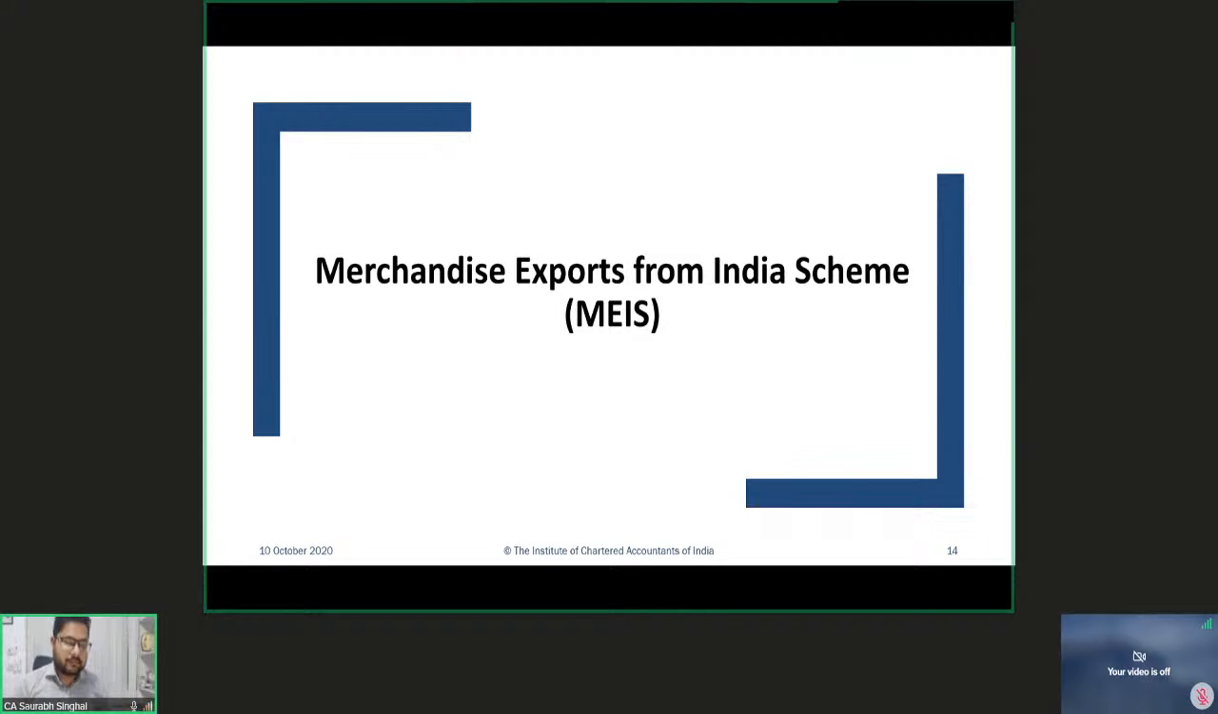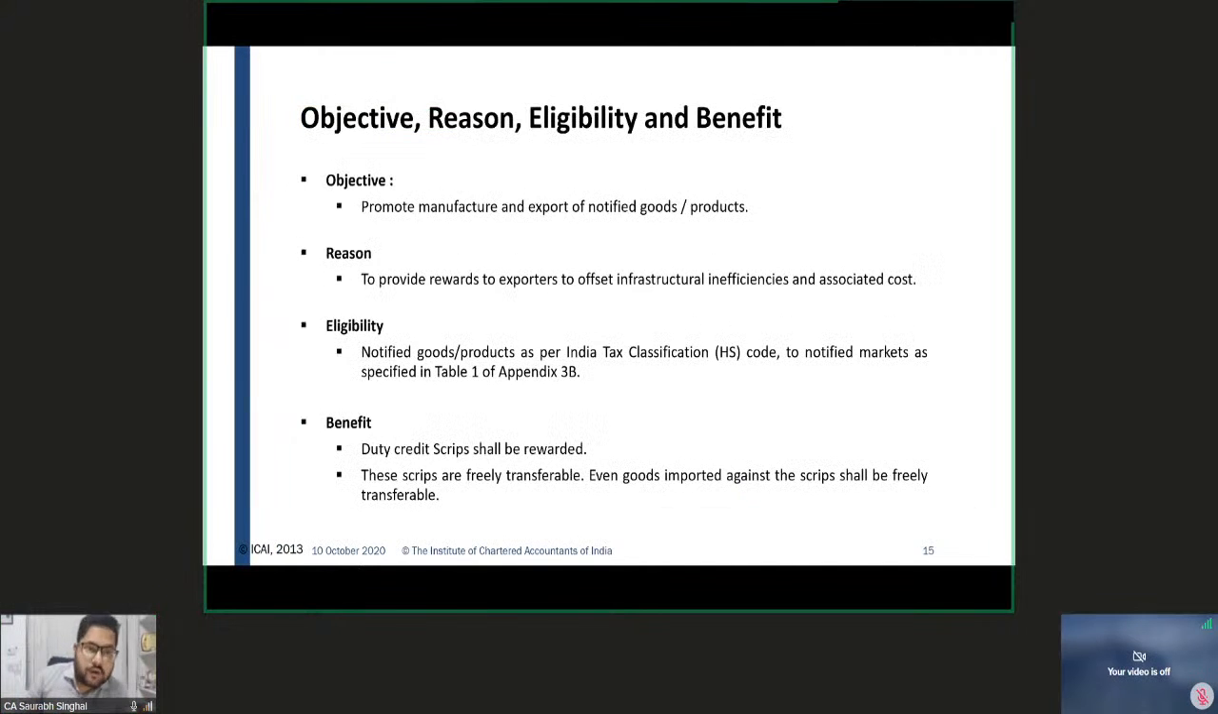So what is MEIS scheme? Basically, this scheme provides for a reward benefit to the exporter of goods, to the exporter of notified goods to notified markets, if certain conditions of the scheme are satisfied. How is the reward given? The reward is given in the form of duty credit scripts. So suppose if I am an exporter of this mouse and I have exported 100 mouses in the financial year 2019-20, government will say 100 mouses into 100, that means 10,000 rupees. Now 10,000 worth rupees of mouses if I have exported, government will say on rupees 10,000, we will give you 2% back in the form of a paper, a reward script.